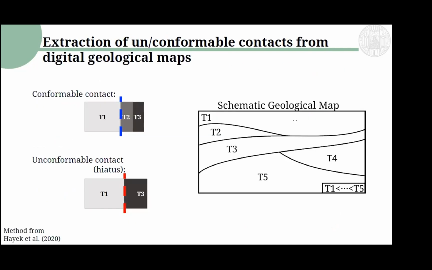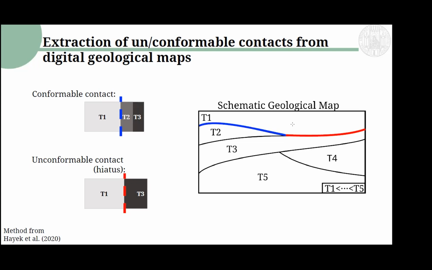So now we can look at a schematic geological map and see how we map this. We take layer T1 and see where layer T1 is and what it is in contact with. In here, layer T1 is in contact with T3, so we're going to map it as red. In here, layer T1 is in contact with T2, so this is going to be mapped as blue.